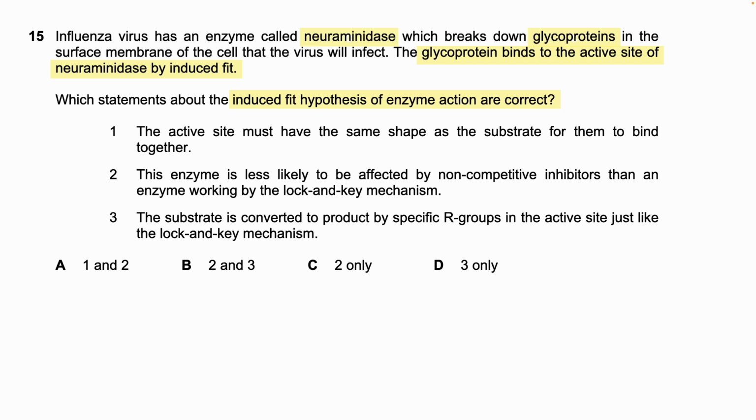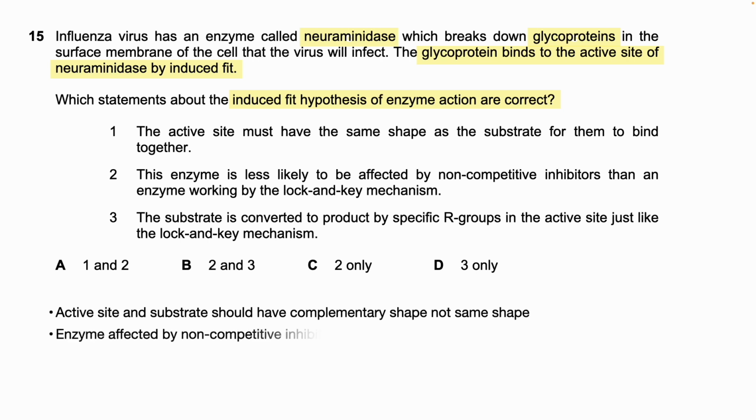So from the given three statements we should compare which will go well with the induced fit hypothesis of enzyme action. So statement 1, the active site must have the same shape as the substrate for them to bind together. Active site and substrate should have complementary shape and not the same shape. Then this enzyme is less likely to be affected by non-competitive inhibitors than an enzyme working by the lock and key mechanism. They have not given enough information about that for us to identify. So statement 2 will not come.